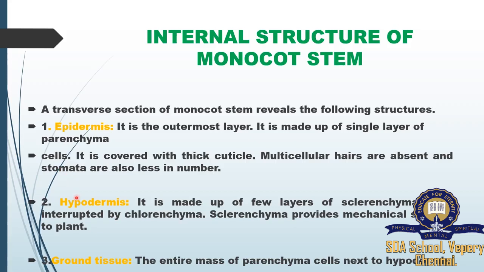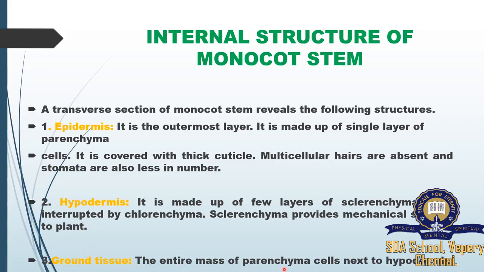For the time of photosynthesis, it is transporting water and air. Next, hypodermis. It is made up of a few layers of sclerenchyma cells interrupted by chlorenchyma. So it is made up of sclerenchyma as well as chlorenchyma. Sclerenchyma provides mechanical support to the plant. What is mechanical support? Mechanical support means it helps in the transport of food, as well as helping the plant retain stability against heavy wind as well as in summertime. The mechanical support.